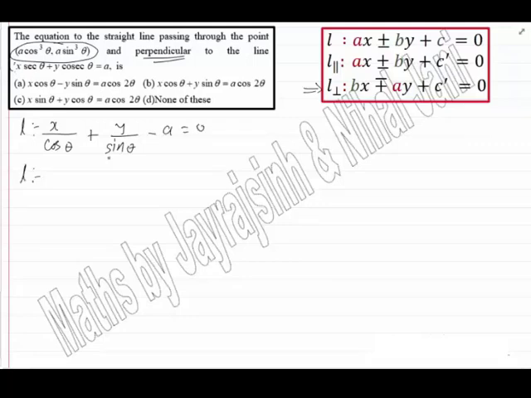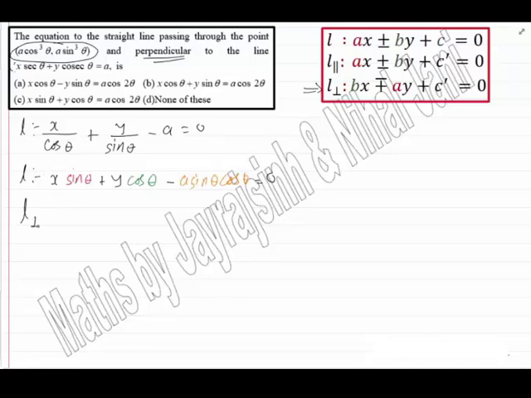So x sec theta can be written as x upon cos theta, plus y upon sine theta, minus a is equal to 0. So here we can say our line L is actually x sine theta plus y cos theta minus a sine theta cos theta is equal to 0. Okay, now we get the equation of line as we like.